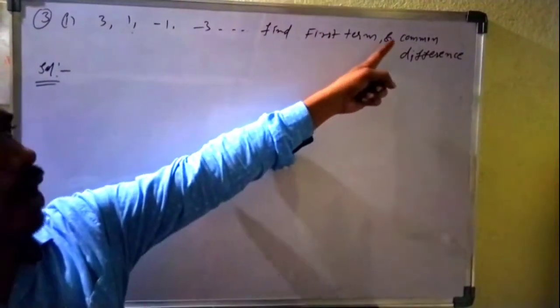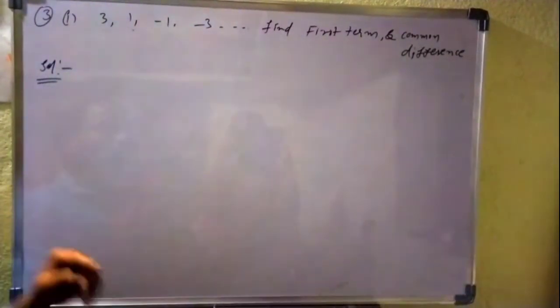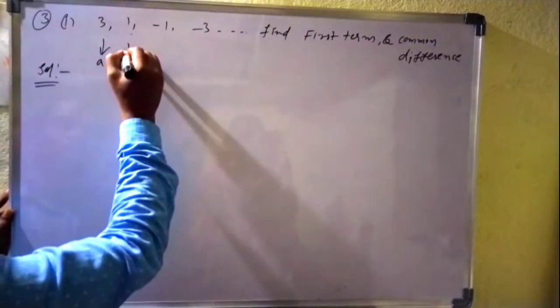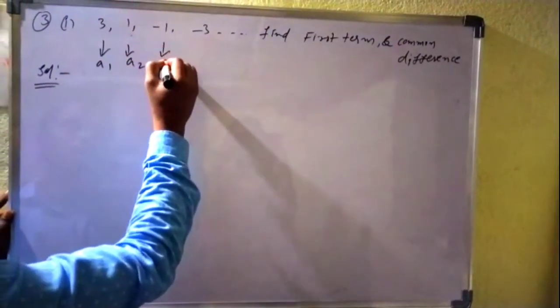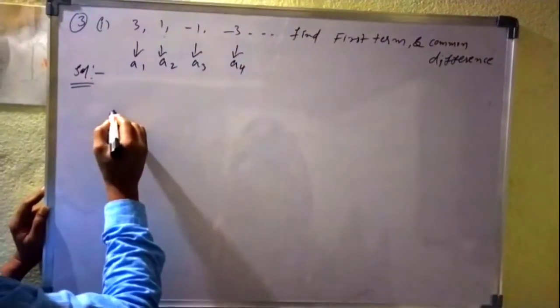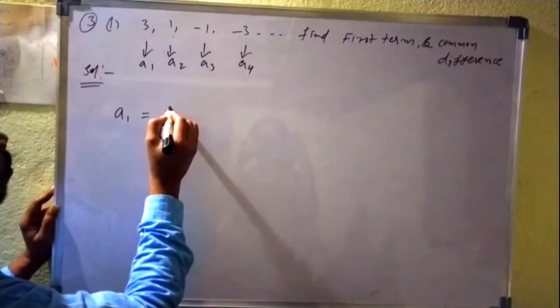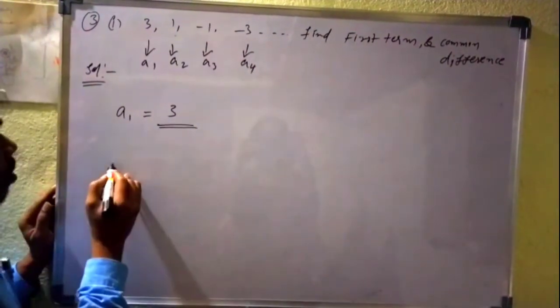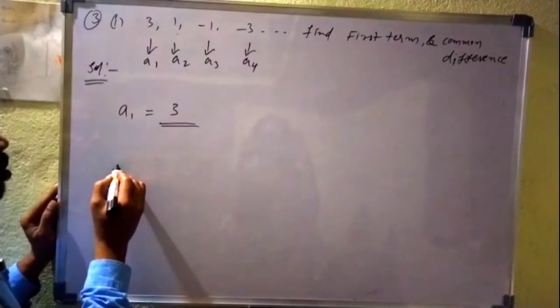Find first term and common difference. Simple problem. So the first term, that is A1, A2, A3 and A4. So the first term, A1, is equal to 3. This is the first term. That much only is the answer.